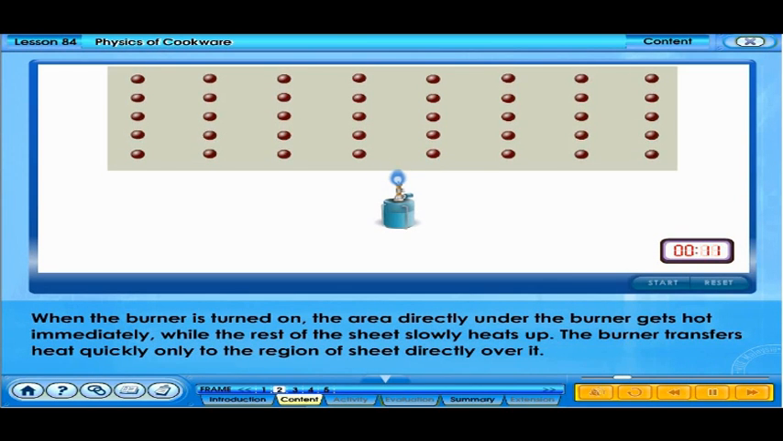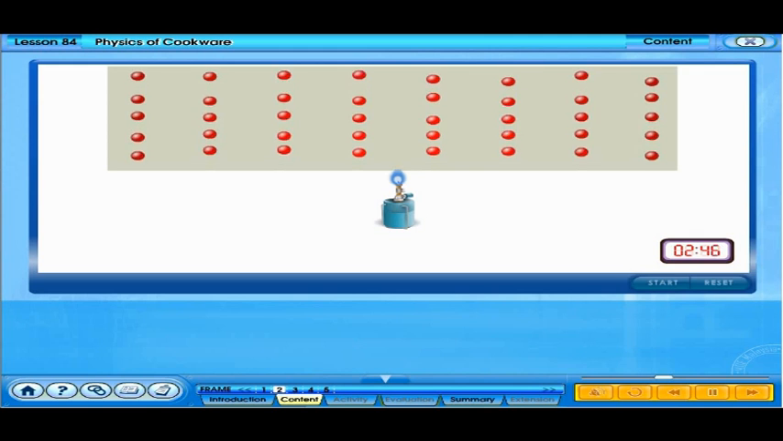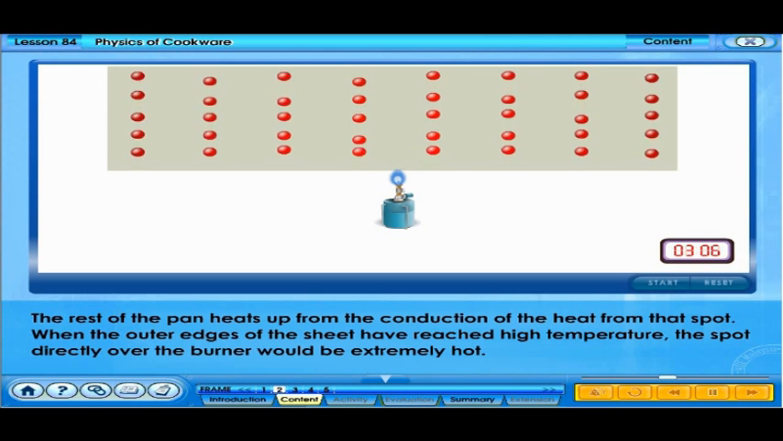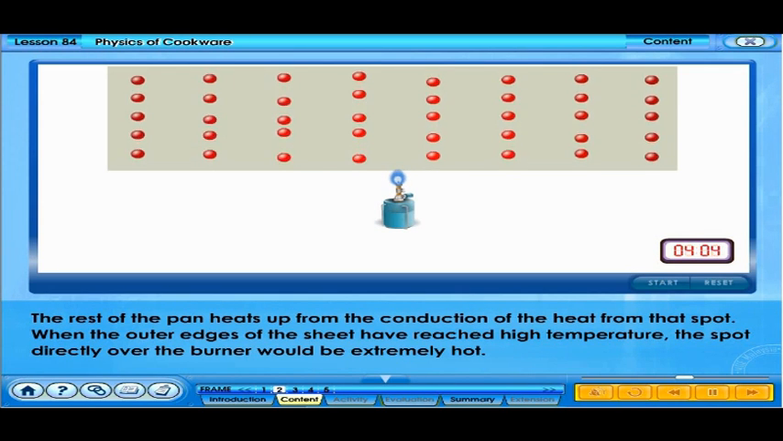When the burner is turned on, the area directly under the burner gets hot immediately, while the rest of the sheet slowly heats up. The burner transfers heat quickly only to the region of sheet directly over it. The rest of the pan heats up from the conduction of the heat from that spot. When the outer edges of the sheet have reached high temperature, the spot directly over the burner would be extremely hot.